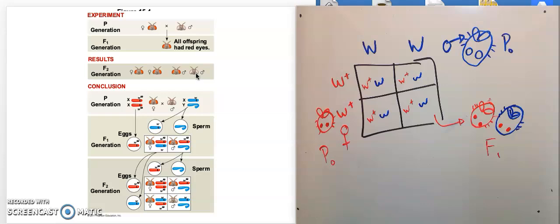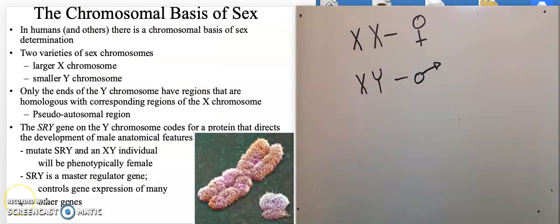And that made the researchers say, aha, I think I know what's going on here, because of the way that sex is determined in fruit flies. In fruit flies, just like in humans, females have 2 of the same sex chromosome, and males have 2 different sex chromosomes. In organisms where this is the case, the chromosomes that are the same in females are called the X chromosome, and the chromosome that's unique to males is called the Y chromosome. So for both humans and fruit flies, XX is female and XY is male.